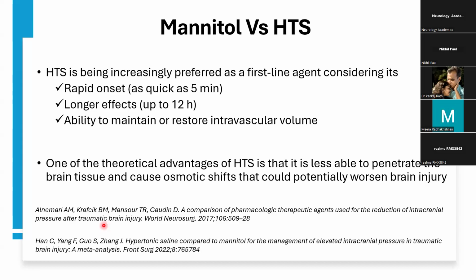So again, we look at the literature regarding mannitol versus hypertonic saline. In the past few decades, people have shifted more towards hypertonic saline because of its rapid onset of action, such as if we give a bolus, we can have immediate osmolar effect. The effects last a bit longer, and it has an ability to restore or maintain the intravascular volume. And also one of the theoretical advantages they say is that it is less able to penetrate the brain tissue. And in an already damaged tissue, it does not cause much of osmotic shifts and thereby cannot really worsen the brain injury. That is a theoretical thing.